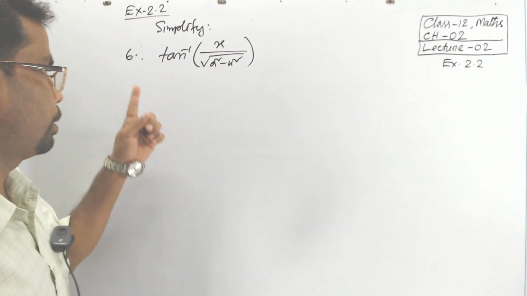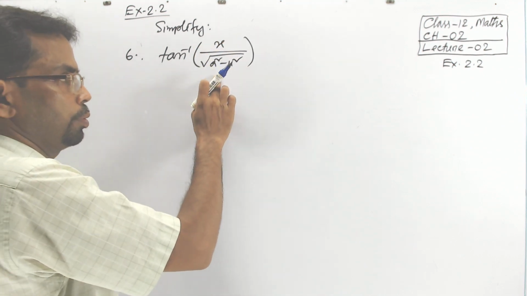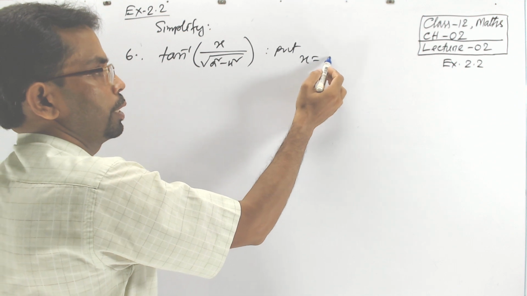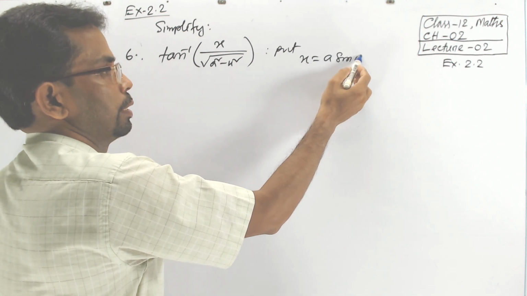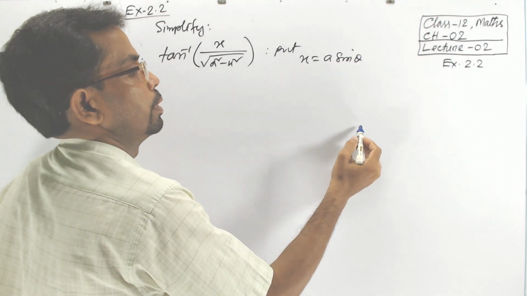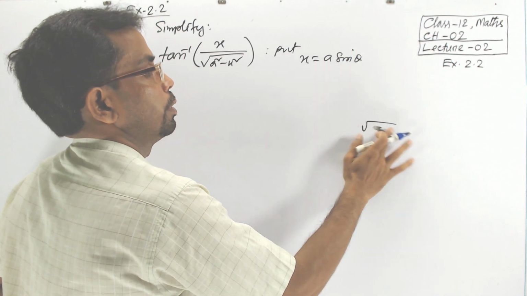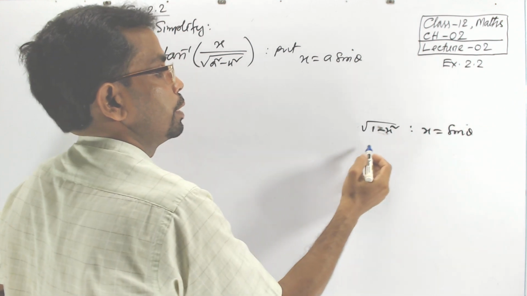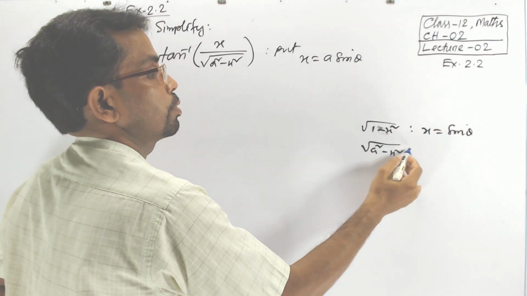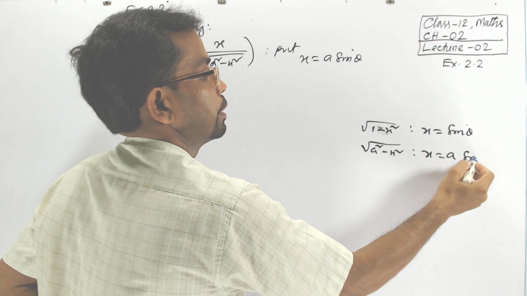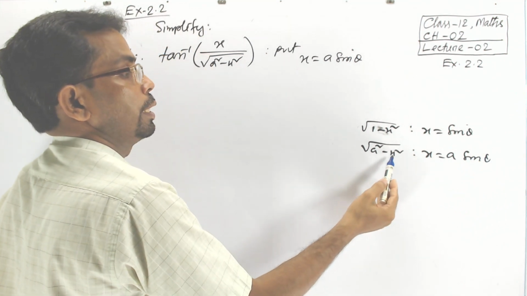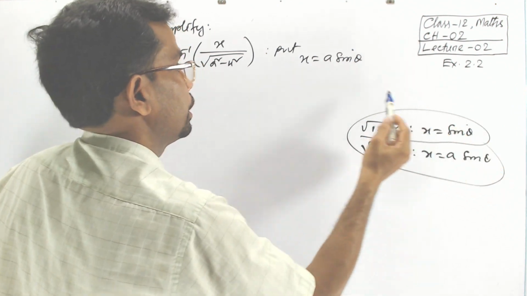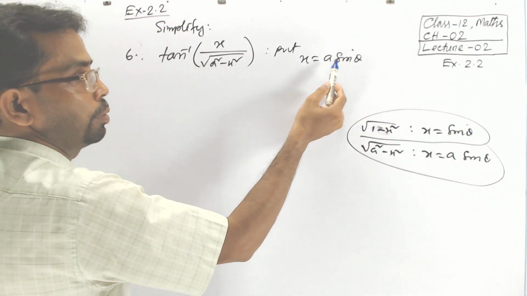Next question number 6, tan inverse of x by root over (a square minus x square). Here I am going to do trigonometric substitution. I will put x equal to a sin theta. You remember, if we have root over 1 minus x square, then we take x equal to only sin theta. But if we have a square minus x square, then x is equal to a sin theta. We have to take a there so that a can be taken common, and then it can be simplified.